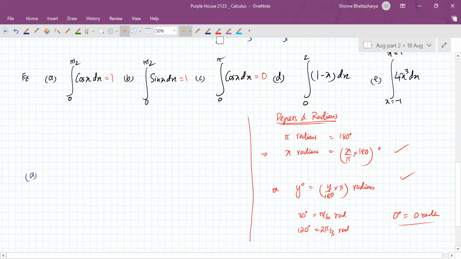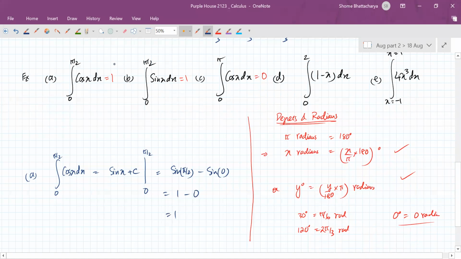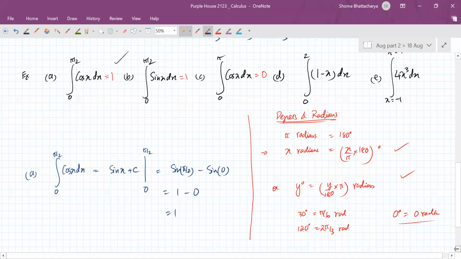Now let's come to the question. The first one is integration of cos x from 0 to pi by 2. Now remember that the integration of cos x is sin x from 0 to pi by 2. So the upper limit is sin pi by 2. From now on, I'm not going to write the c because anyway it cancels out. So sin pi by 2 is 1, sin 0 is 0. So the answer is 1. That's how we got this answer as 1.